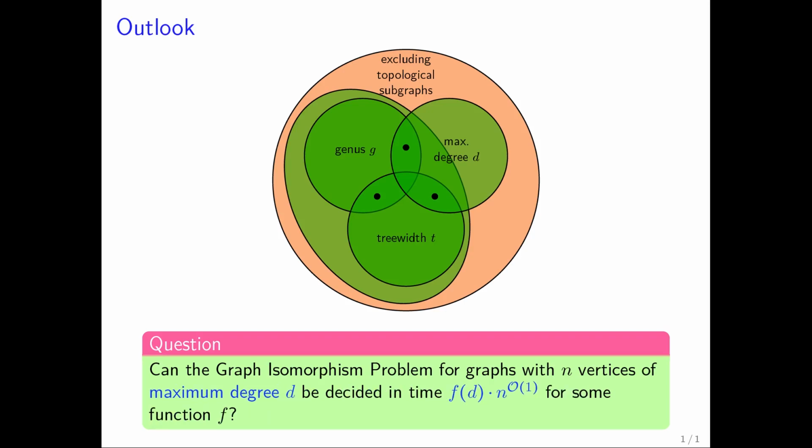The last question I want to mention deals with fixed parameter tractability of the graph isomorphism problem. One should mention here that for graphs of treewidth T, there is actually an FPT algorithm. And similarly, also for graphs of genus G, the graph isomorphism problem can be solved in FPT time. The only part that's missing here in the picture are the graphs of bounded degree. So it's a natural question whether the graph isomorphism problem, parameterized by maximum degree D, can be solved in FPT time. If this is actually the case, then one could also hope for FPT algorithms for graphs of bounded Hadwiger number, or even graphs excluding a topological subgraph.